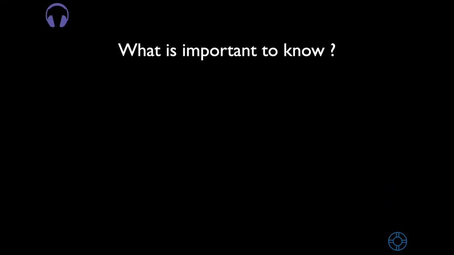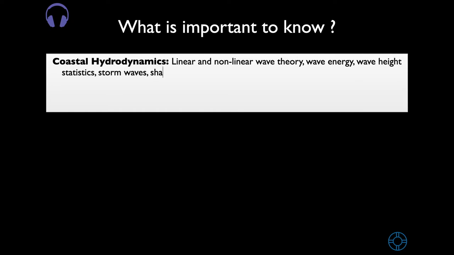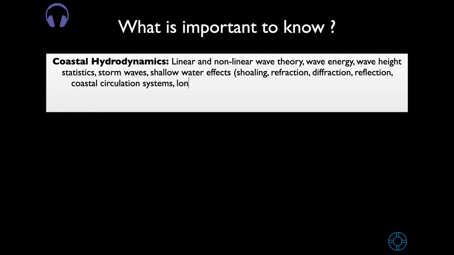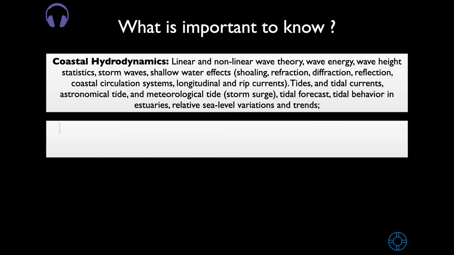And what is important to know? Coastal hydrodynamics, linear and nonlinear wave theory, wave energy, wave height statistics, storm waves, shallow water effects like shoaling, refraction, diffraction, reflection, coastal circulation systems, longitudinal and rip currents, tides and tidal currents, astronomical tide and meteorological tide or storm surge, tidal forecasts, tidal behavior in estuaries, relative sea level variations and trends. Coastal processes are also important.